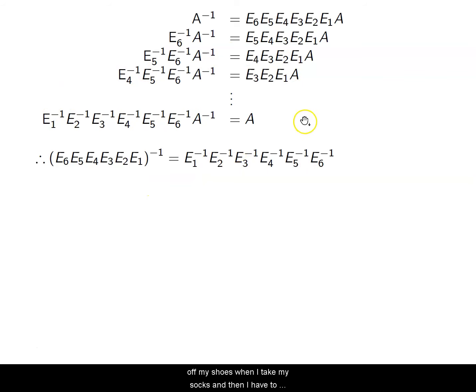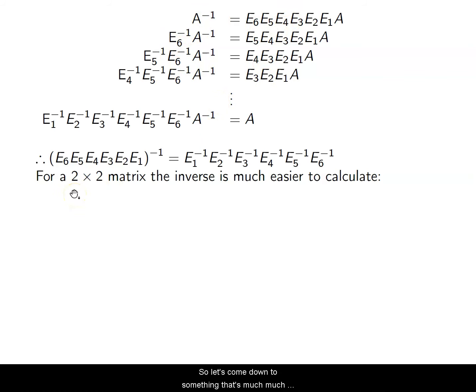We have 2. I take off my shoes, then I take off my socks, and then I have the matrix that I want, right? This is just an extreme case, because if I show you something extreme like this, then it should ideally make more sense for how this works in general. So let's come down to something that's much, much easier to calculate inverse-wise, which is a 2x2 matrix, okay?